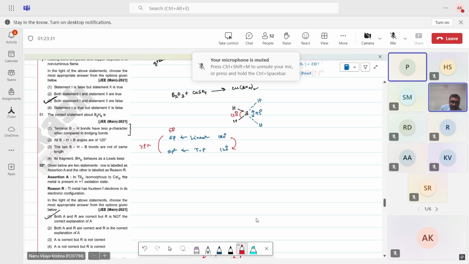Then what is percentage P? Percentage P is 50 here. Here percentage P is 33.33. So percentage P decreased or not? Correct? We are talking about P character, right? One minute, not S character. So what about percentage P?